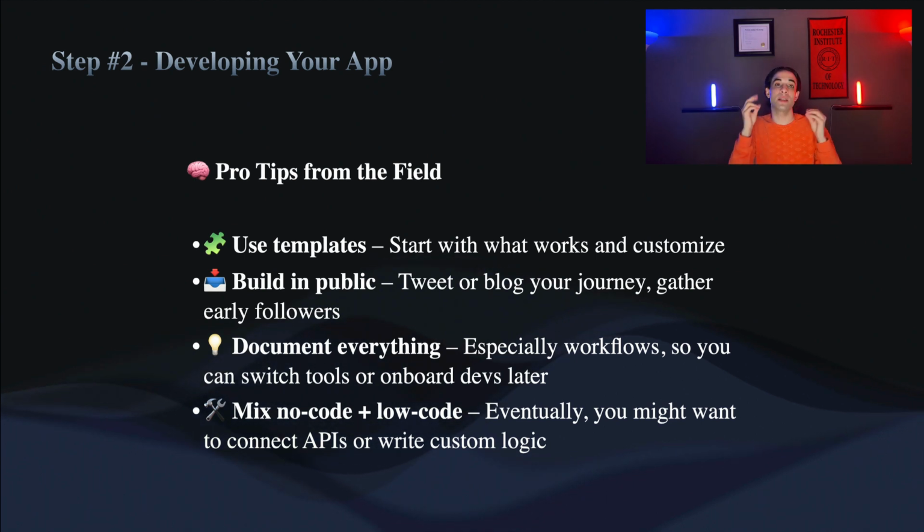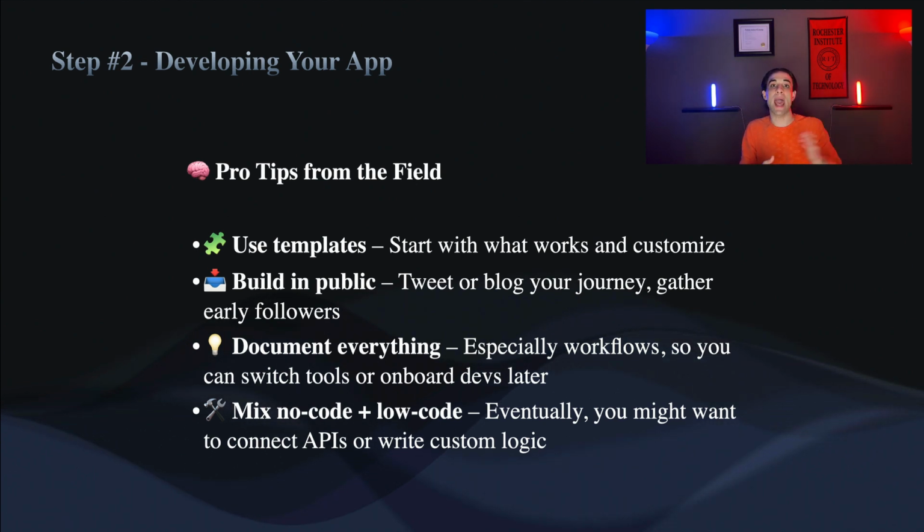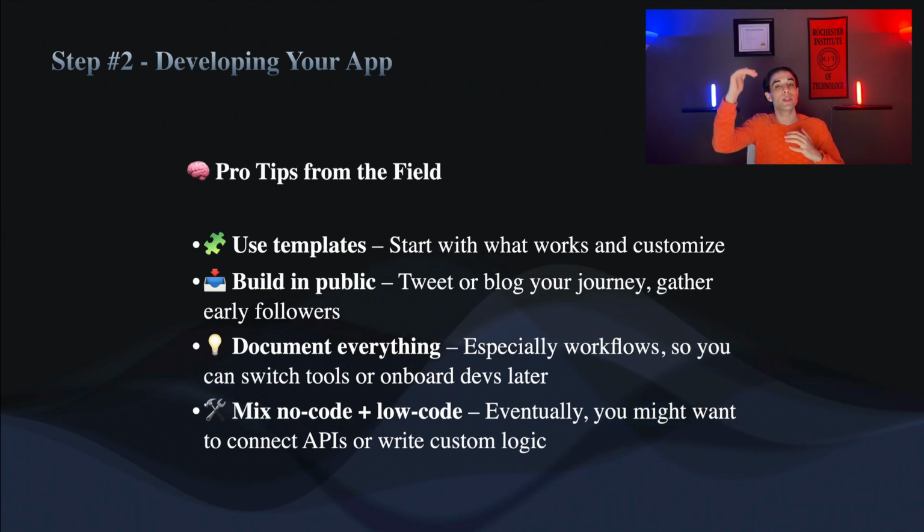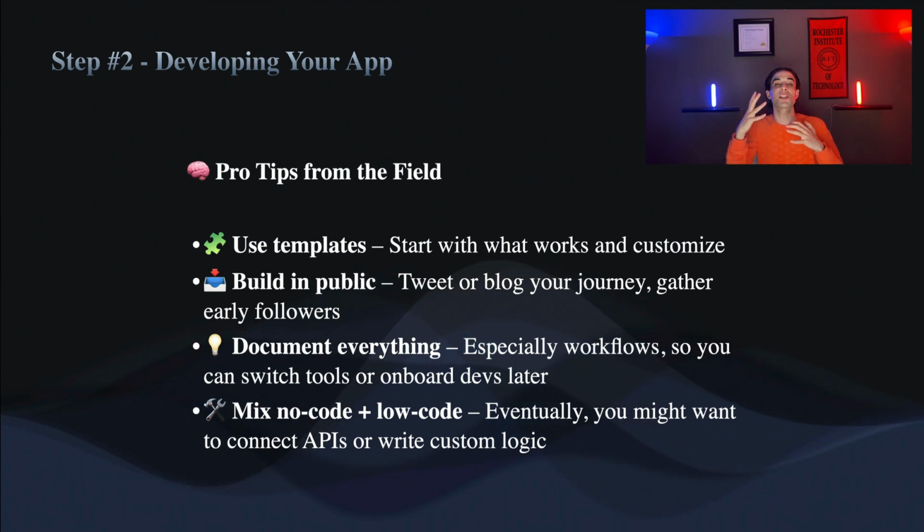So, and number 2 is build in public. So go on X, tweet, or blog your journey, gather early followers. So a lot of software products, I can give you an insider tip, is that a lot of people go on X, especially the tech community is on X, and they go on X and post about these new software AI tools out there. Go on X and post about your product, and you would get a lot of views on your post, and you would get some comments and see what people would say about your application.